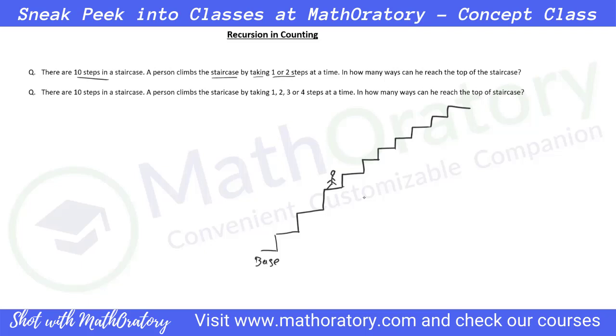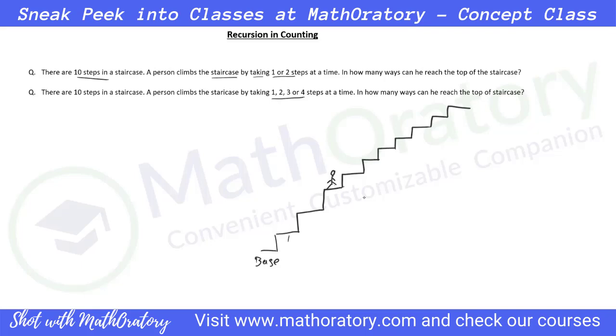In the second question, the only difference is that the person can take 1, 2, 3, or 4 steps at a time. So maybe the level between the steps are smaller, or the person has very big legs. So somehow he can take 1, 2, 3, or 4 steps at a time. I've seen variations on this where people put in that the person can take a maximum of 6 steps at a time. Really long legs or really small staircases. I don't know. But anyhow, let us take this particular example itself, the one I've just drawn here.